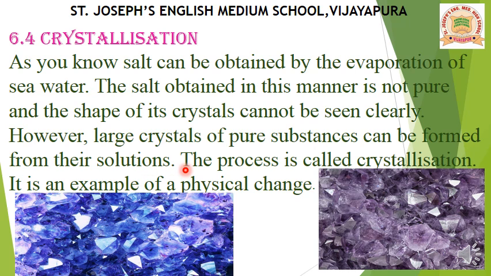See, after evaporation we get salt, but it is a mixture of different types of salt, and there is no particular shape to those crystals. So the process of crystallization will take place. The process of crystallization is an example of physical change. Large crystals of pure substance can be formed from their solution. From the solution we get a large crystal. That process is called crystallization. You can see here the crystals of salt.